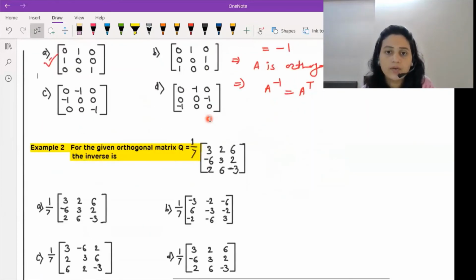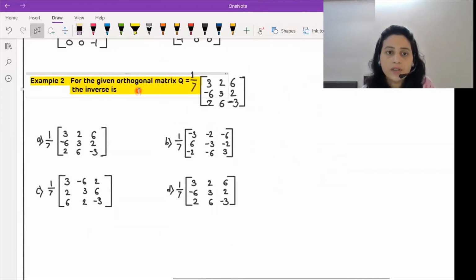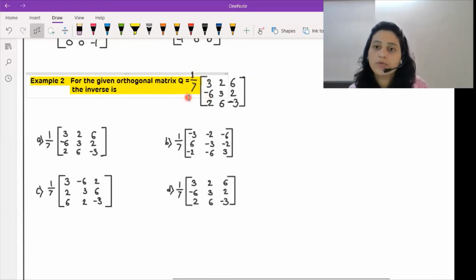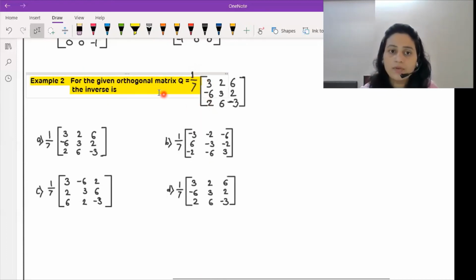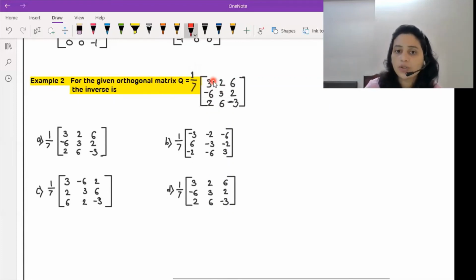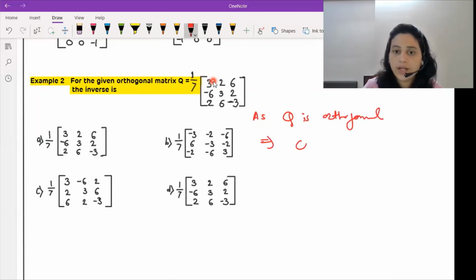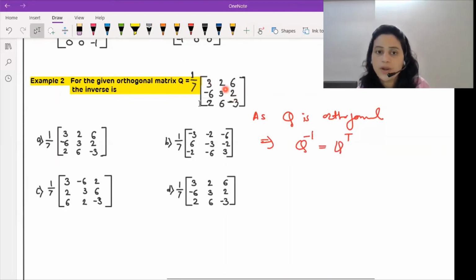Now, what is the second question? For the given orthogonal matrix Q, given here, the inverse is... In this example also we have to find the inverse, but here it is already given that the matrix is orthogonal. So the given matrix Q is orthogonal, which implies Q inverse is always equal to Q transpose. So we just have to check the transpose of the given matrix Q.